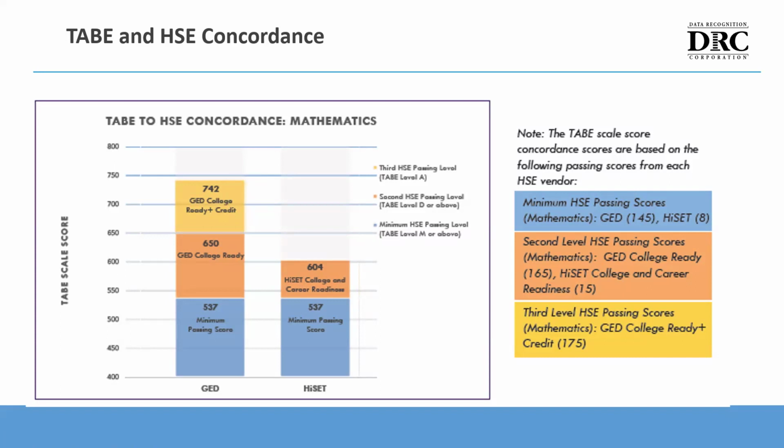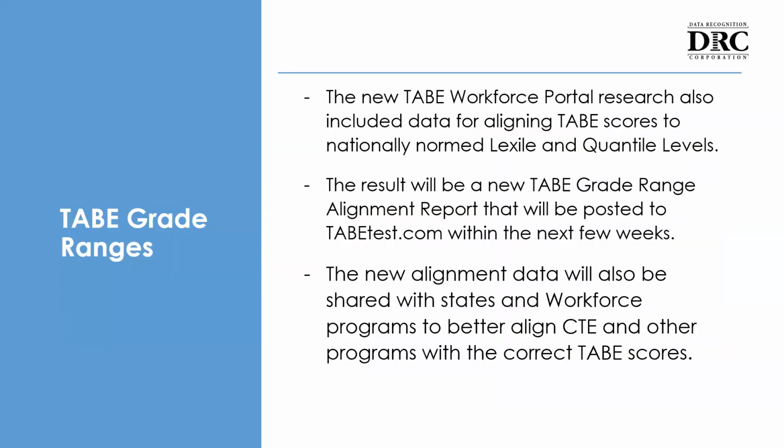The next area is connecting several pieces of research. So we have the workforce portal information. We have our research that we did with Metametrics to align TABE scores to Lexile and quantiles. We have this high school equivalency information and research. And now we always get the question from local programs: what grade does that equate to on a TABE test? And as many of you know that use TABE 9 and 10, we used to have grade equivalence as a score on the score report, and we no longer have those.